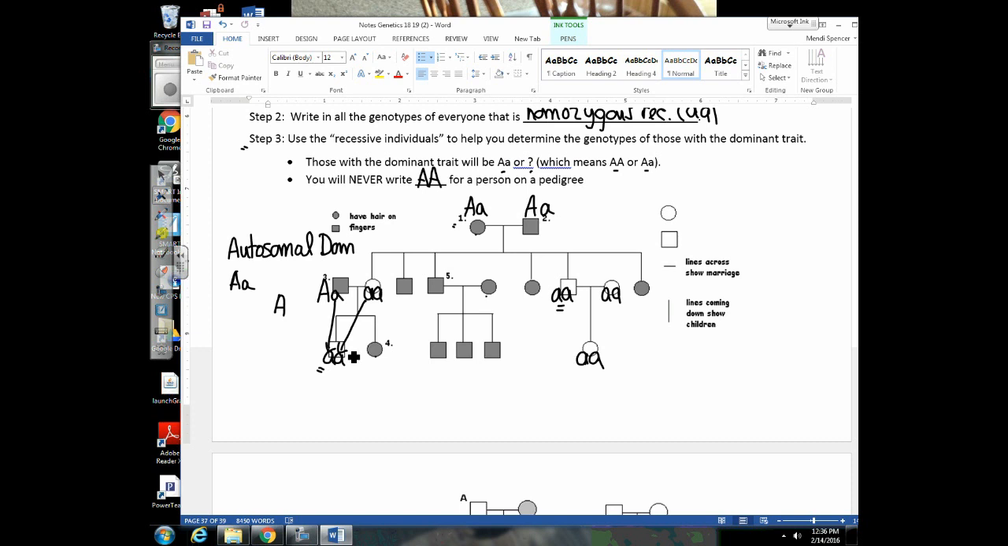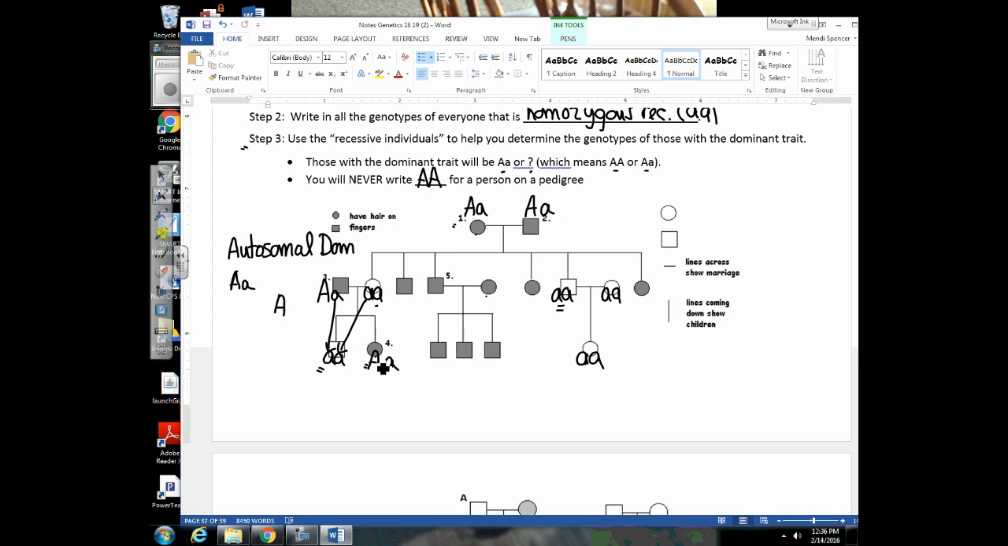Now let's go down here to 4. 4 doesn't have any kids to use, so let's go back to the parents, and we can tell that mom can only pass on a little a. So this child has to have a little a, and its other a would be big. Again, if it was little a, then it would not be shaded in.